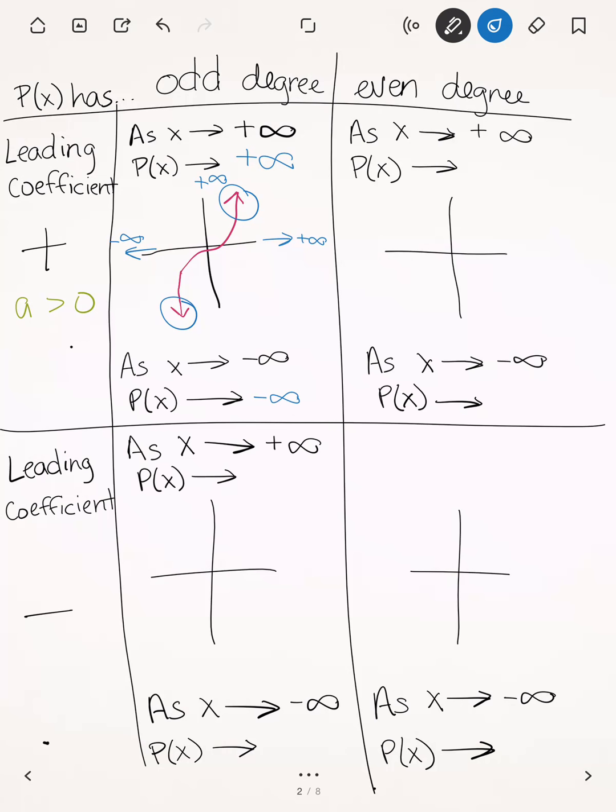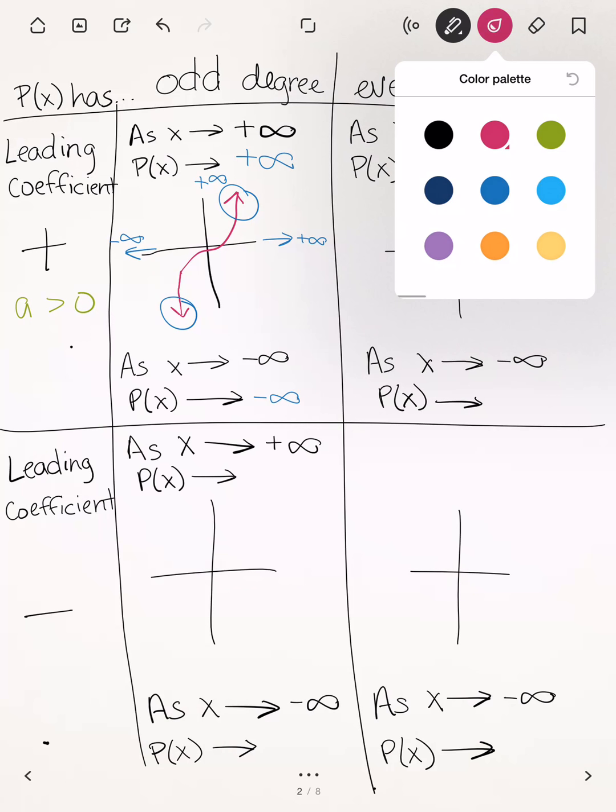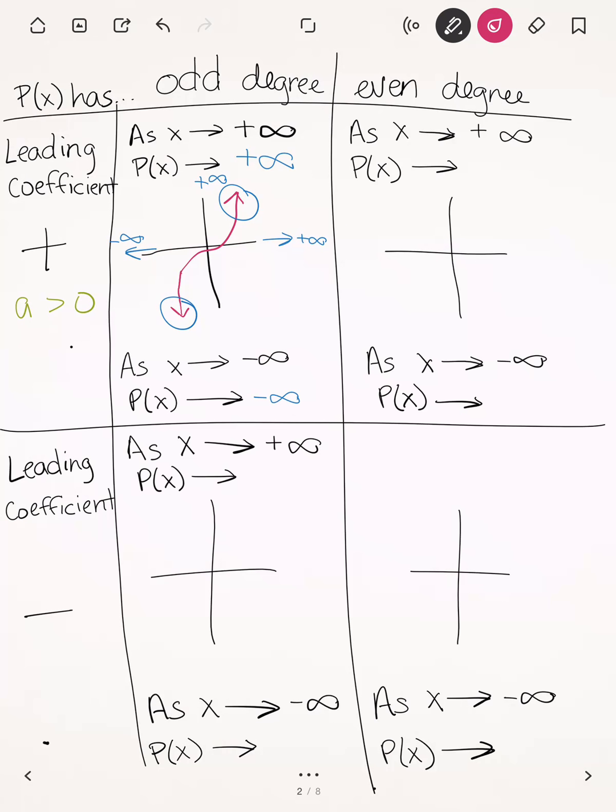Now let's talk about even degrees on this one. So an even degree, but it also has a positive leading coefficient. That's why I have a plus sign right there. Remember, even degrees, the arrows go in the same direction. So if I'm talking about an even degree, this arrow's going up, this arrow's going up.